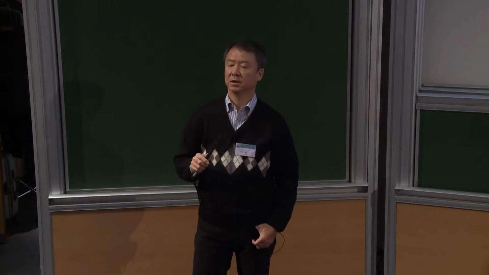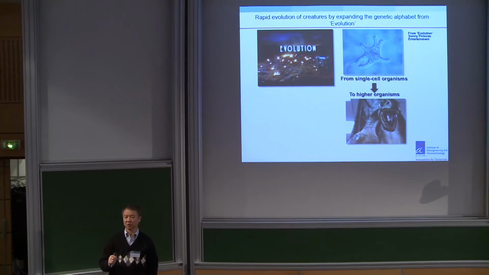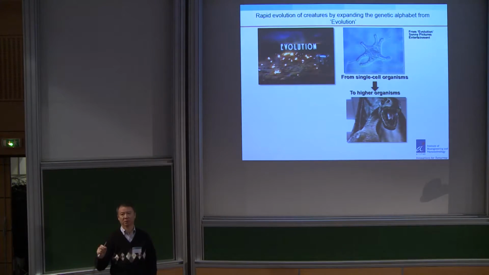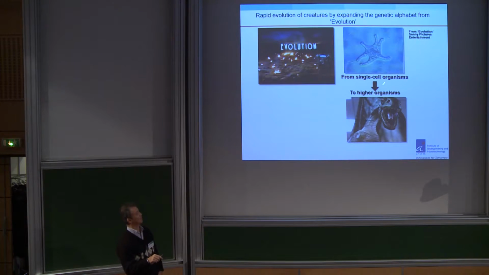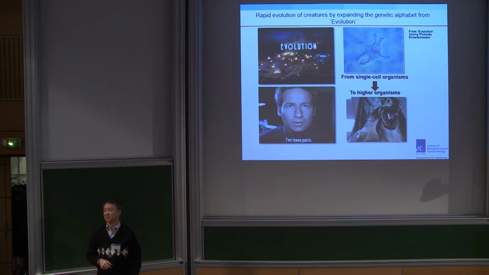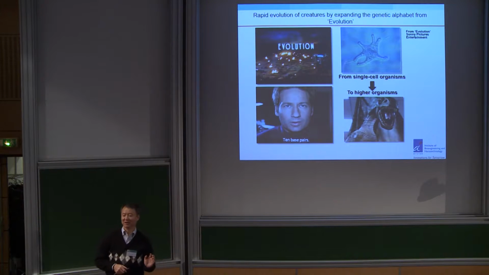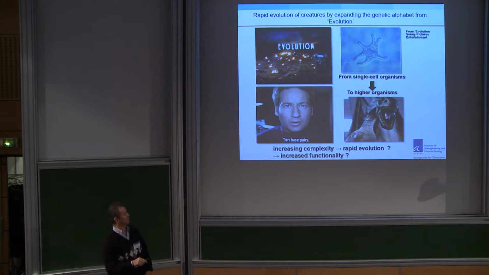So this is another science fiction movie. I like science fiction movies, and this is also very interesting because someday simple bacteria came from the universe to Earth, and in only a few days they evolved to higher creatures. And the scientists determined their genetic materials, and they have 10 different bases. So this is just science fiction, but I imagine this is very interesting because it increases the complexity by increasing letters. If so, rapid evolution is possible, and also increased functionality.